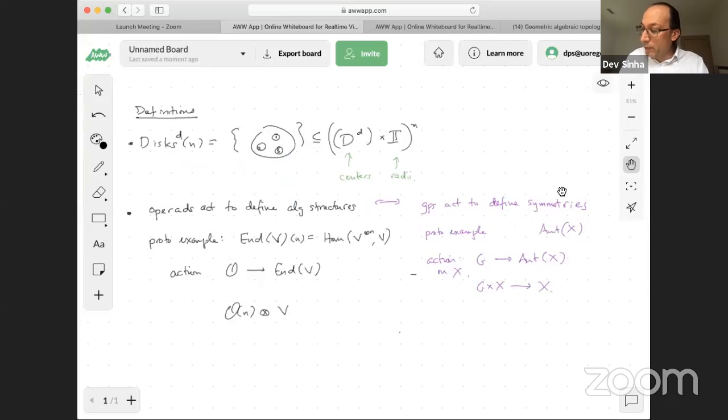Tensor, so my element of endomorphisms, again, I'm going to use some adjointness. Tensor V to the N to V. So an operad acts by taking a bunch of elements of V and producing another one, and which element you produce in V depends on the element of the operad. So what's probably my favorite example, and this comes up a lot in topology actually.